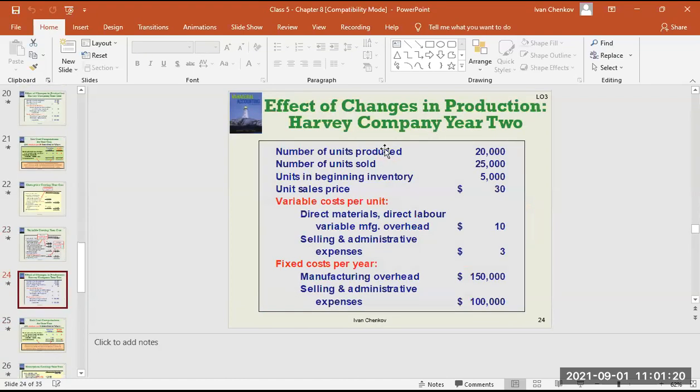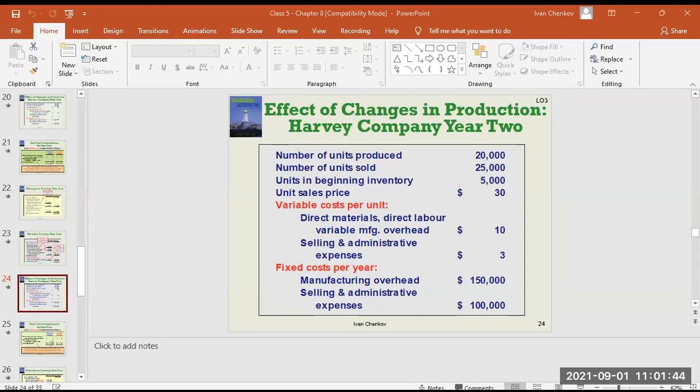Next period, we're still going to sell the same amount, 25,000, but we're going to produce less, 20,000. Why? Because we have beginning inventory of 5,000. Now, variable cost is going to stay the same. Manufacturing fixed cost per unit is going to change now because we're producing only 20,000. So in this case, the manufacturing overhead cost will be 150 divided by 20,000, or $7.5.